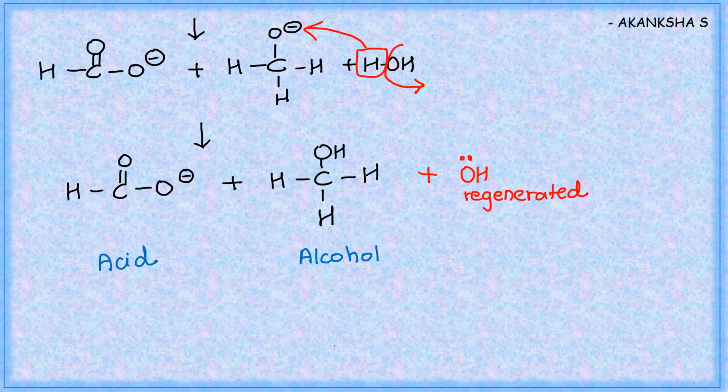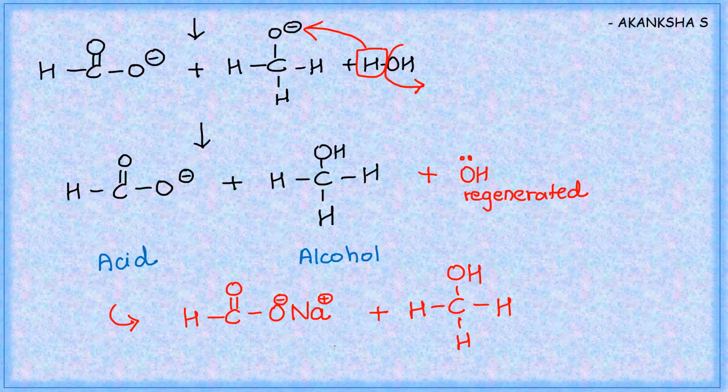Now, over here, suppose you have used NaOH as a base, you might get your acid as the sodium salt of methanoate, or sodium methanoate. This is nothing but your sodium methanoate. We also call it sodium formate, but let's stick to methanoate. So this is an acid. We have an alcohol generated.